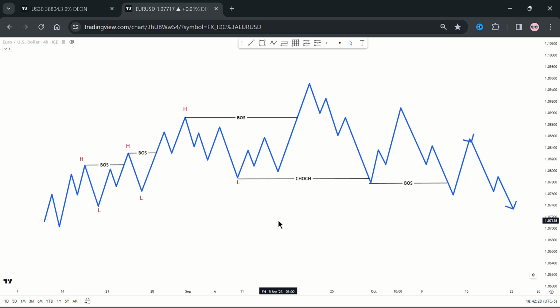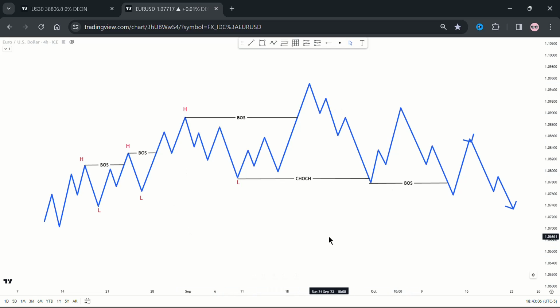If you know structure mapping, you don't necessarily need a higher time frame. What I'm doing here is some sort of top down analysis. I'm not even putting in the daily bias, but this is also bias. Because if we consider this as a daily time frame, it's just the same.